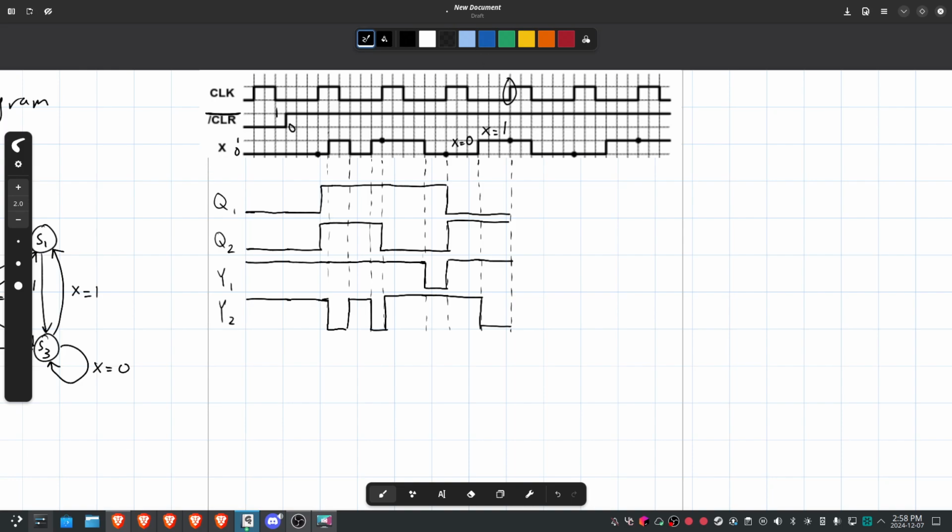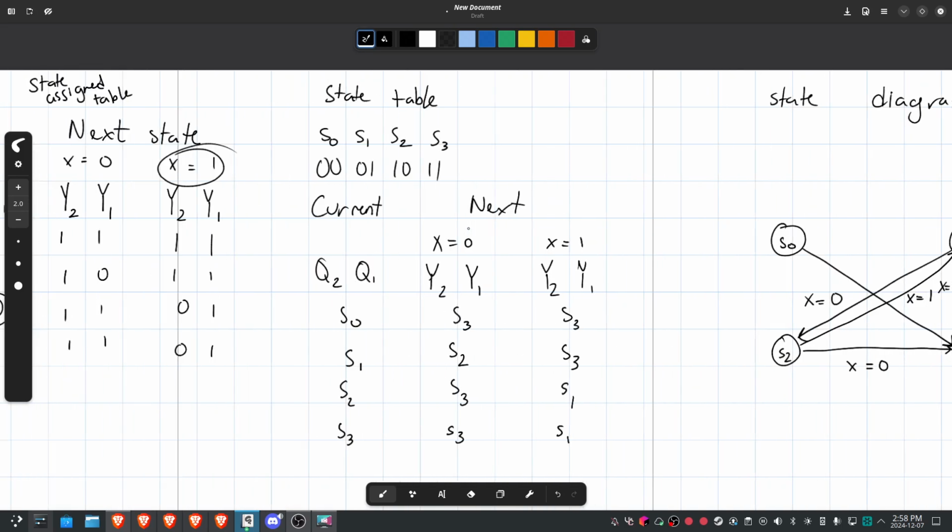Once again, we hit the rising edge. We copy Y1 and Y2 up until the next rising edge over here. I'm just going to complete this for completeness' sake, but I would recommend you stop here and do the rest yourself, see what happens. All right. X is going to be 1 here. So X is 1, Q1 is 1, and Q2 is 0.